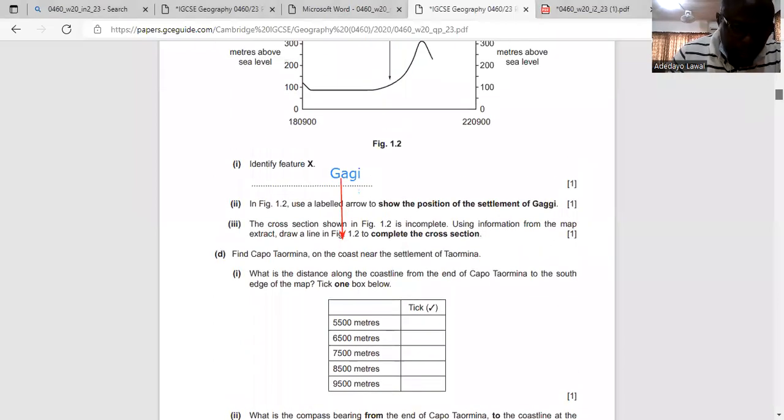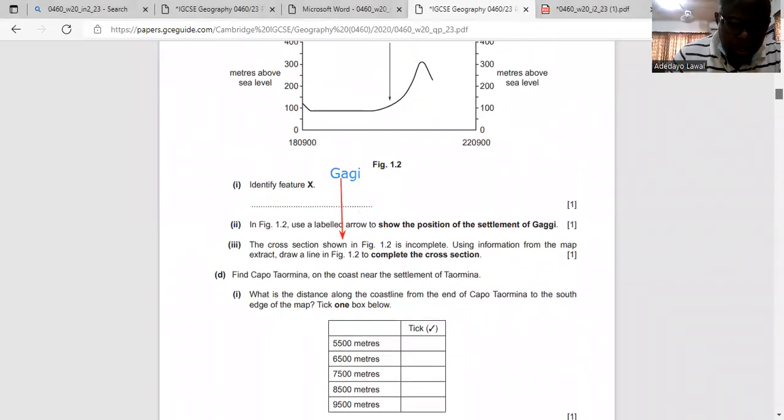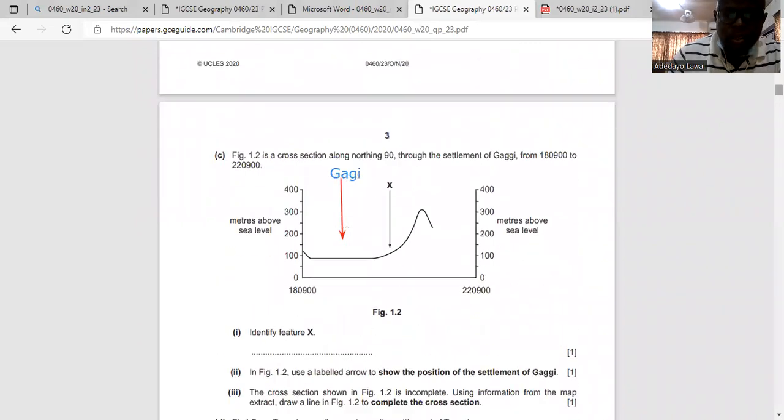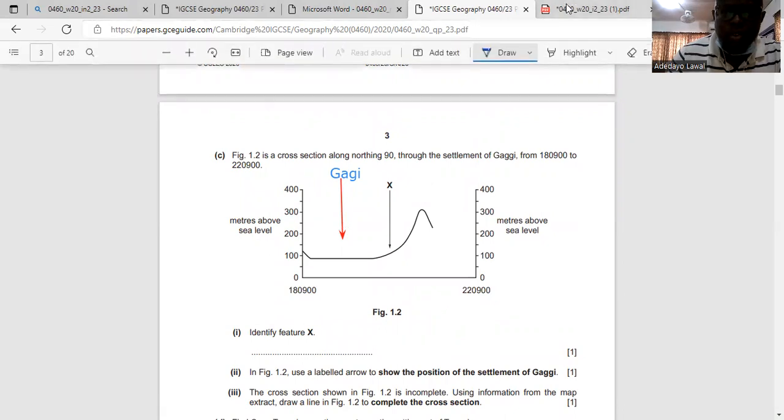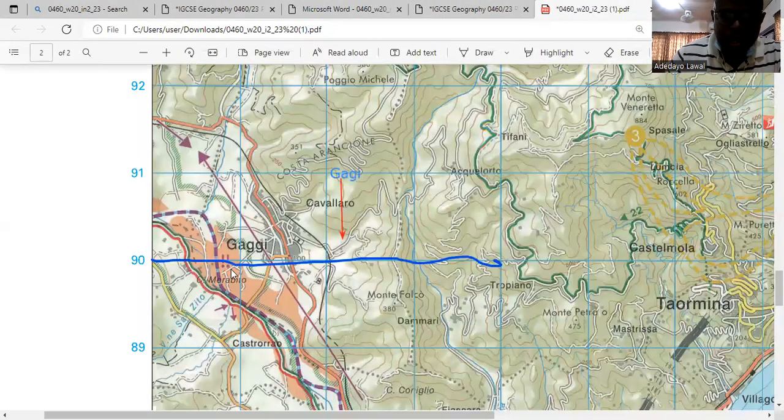Then the cross section shown in figure 1.2 is incomplete. Use the information on the map to complete it. So they want you to complete here. So you will go back into your map and look at the line. If you look at it very well, in this case now, what you need is just to know what is the end point.